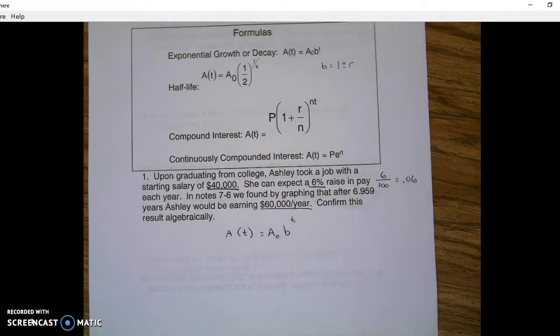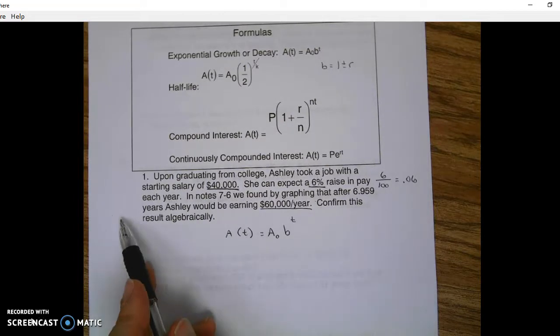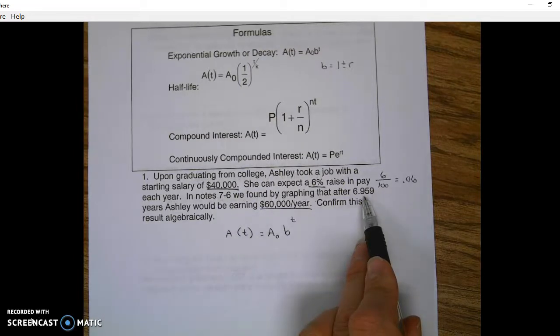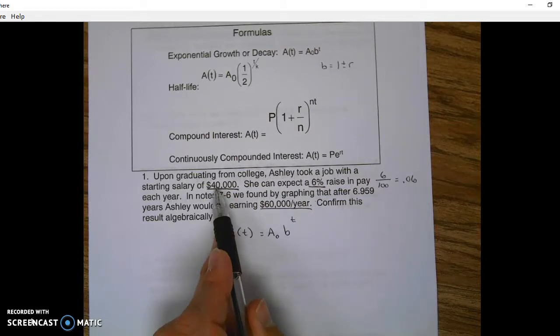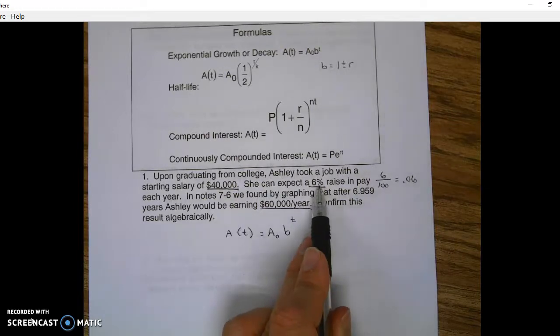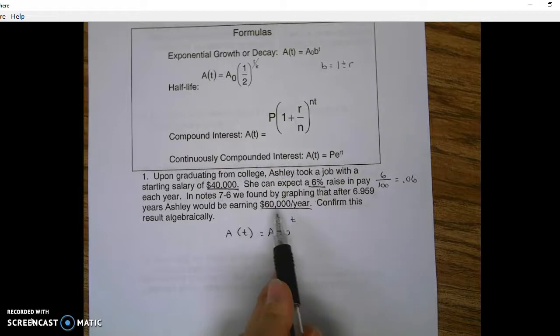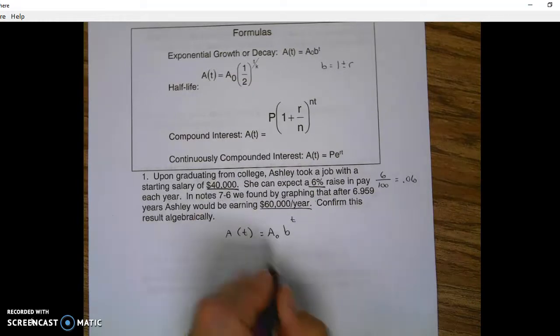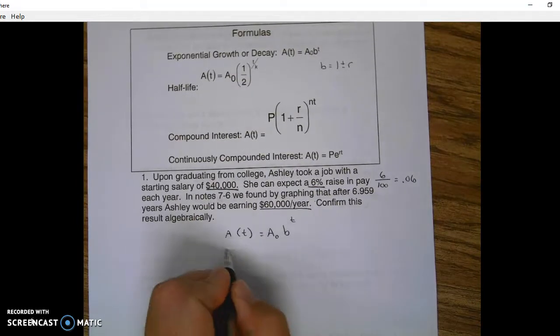Okay, and according to previous notes that were taken in this class, this was the answer. So we want to confirm if this is true or not, if this is how long it takes for Ashley to start at 40,000, get a raise of 6% each year, and end up with $60,000 in this many years. So let's plug in the numbers. So the ending amount is 60,000.